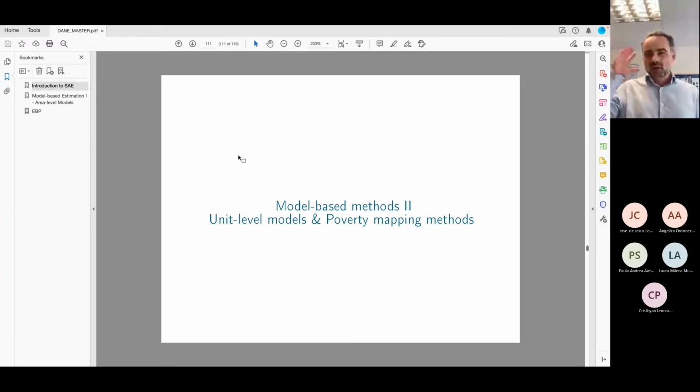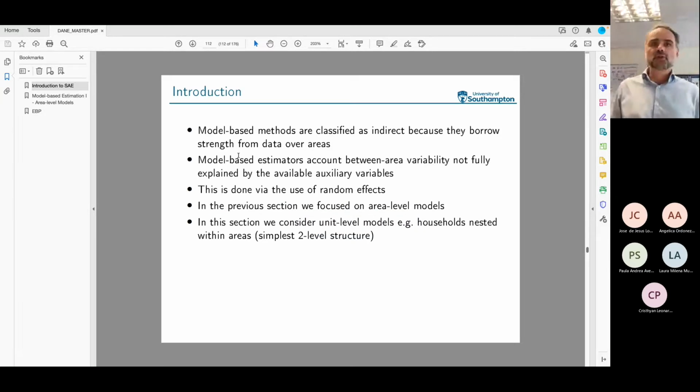What I described before with area-level models holds here for unit-level models. So we have a data set. We use the data set to train a model. And then we use the model parameters to predict for those units that we don't observe. By doing that, we can construct an estimator or a predictor of what we're trying to estimate. That might be a mean, an average. It can be a headcount ratio. It can be more complex things like a Gini coefficient and so on. But let's go through the basics first.